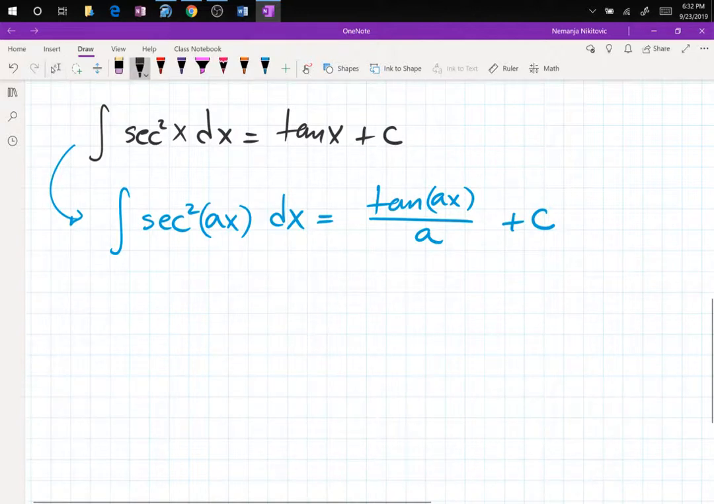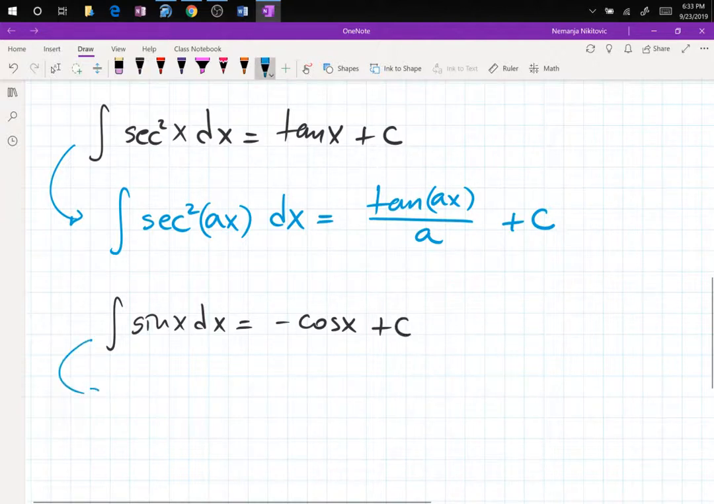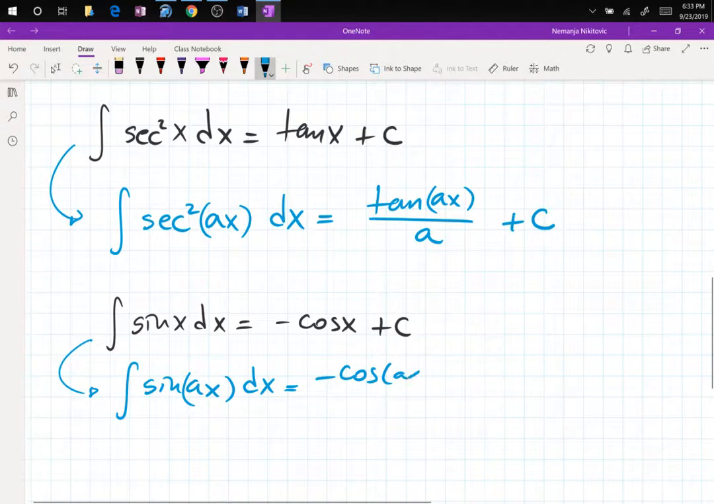It goes for any of the formulas you guys did before for trig or whatever. So maybe we can write, let's go with the integral of sine x dx, which is negative cosine x plus c, and then the modified formula with a: the integral of sine ax dx is going to be negative cosine ax over a plus c. So these are some of the values, integration.